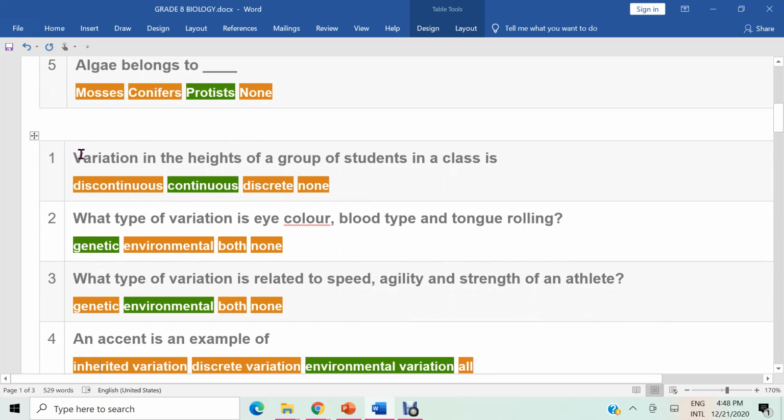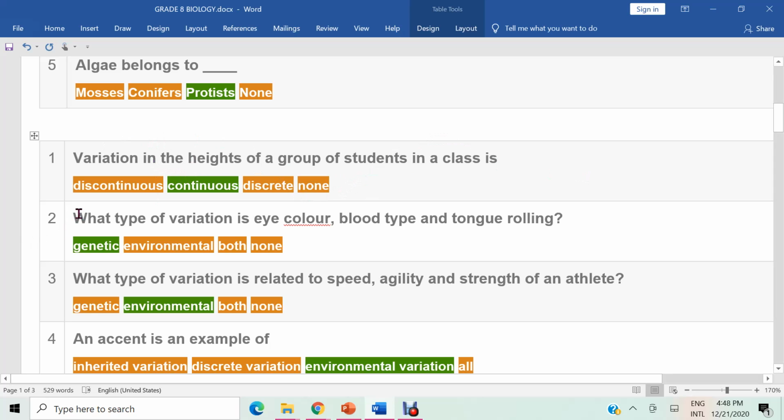From the next task, question number one. Variation in the heights of a group of students in a class is continuous. Yes, the type of variation is continuous. In continuous variation there is a starting point and an end point, a limit between which the variations are mentioned. So variation in the heights of a group of students in a class is continuous.